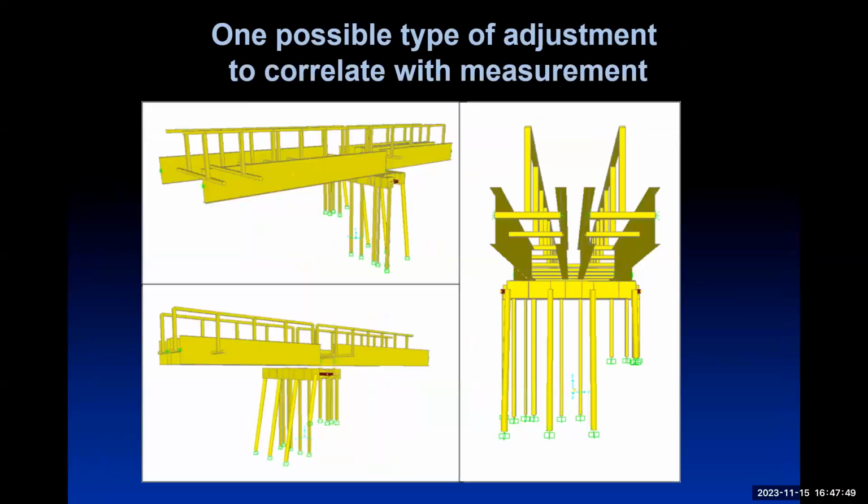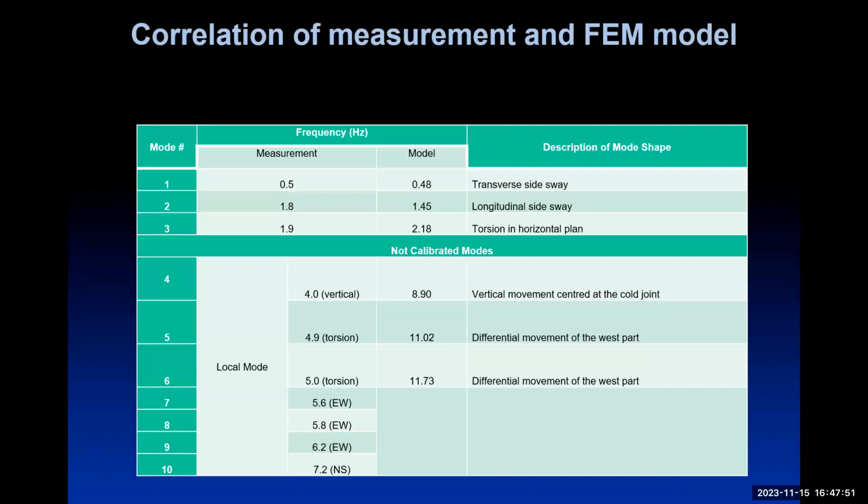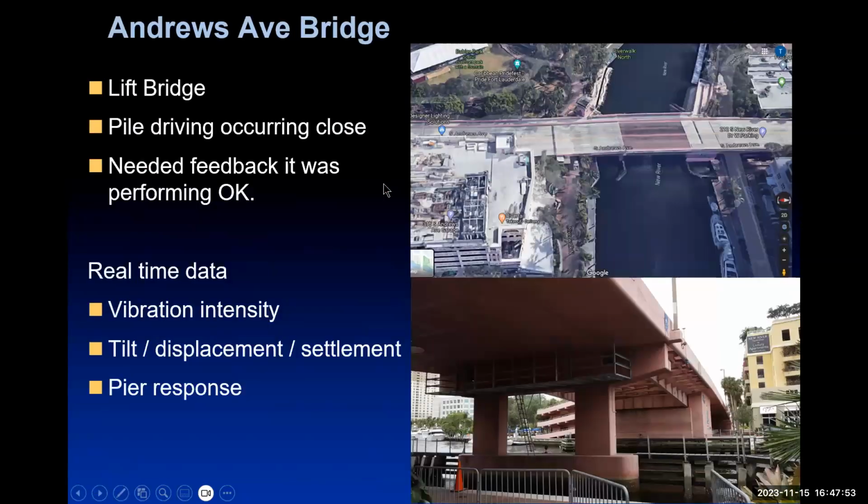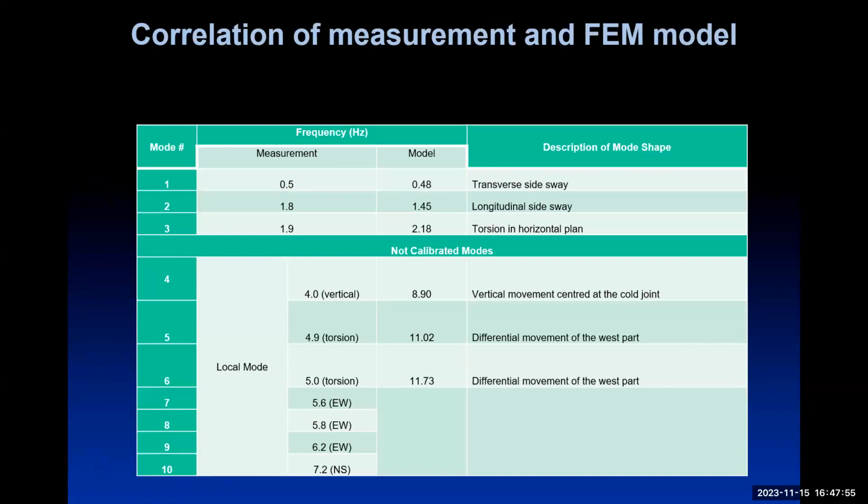So we calibrated our finite element model, and in practice, what we found here was the first mode of vibration, 0.5 hertz by measurement, and the model said 0.48. That's pretty good. If you're looking for design, you would be very happy to have that sort of correlation.